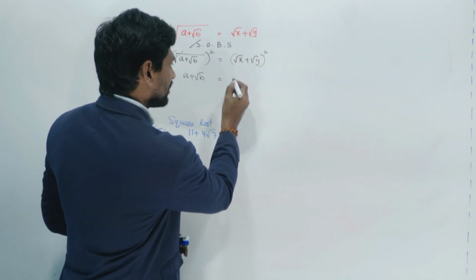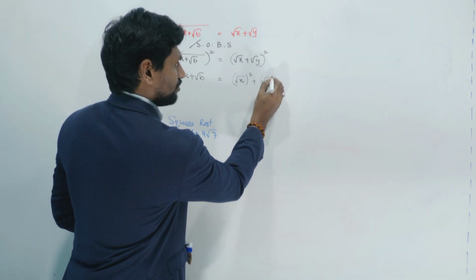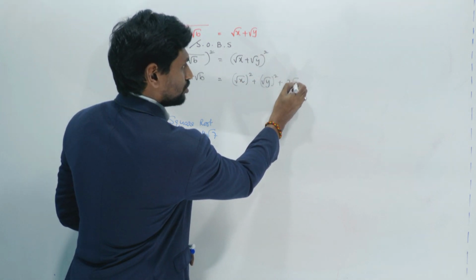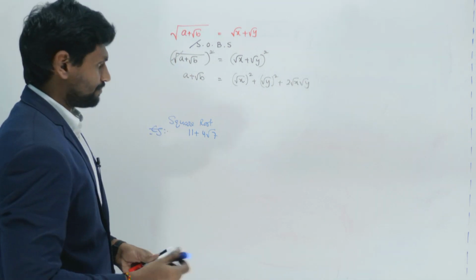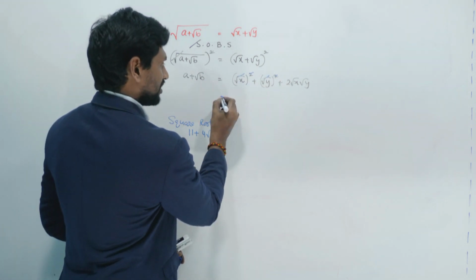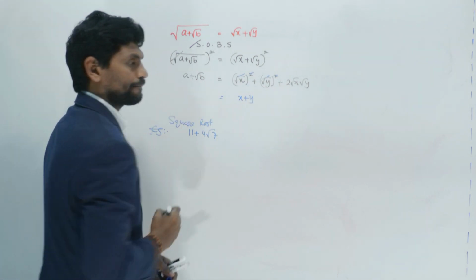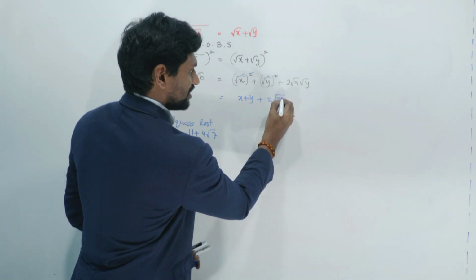What is the a plus b whole square formula? a square plus b square plus 2ab. This is the a plus b whole square formula. Now here the square root cancels. The answer is x plus y, plus 2 into root x into root y, which is root xy.